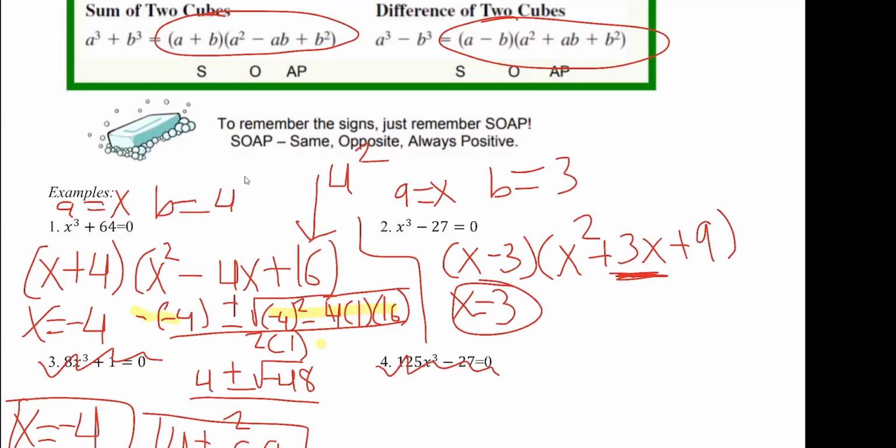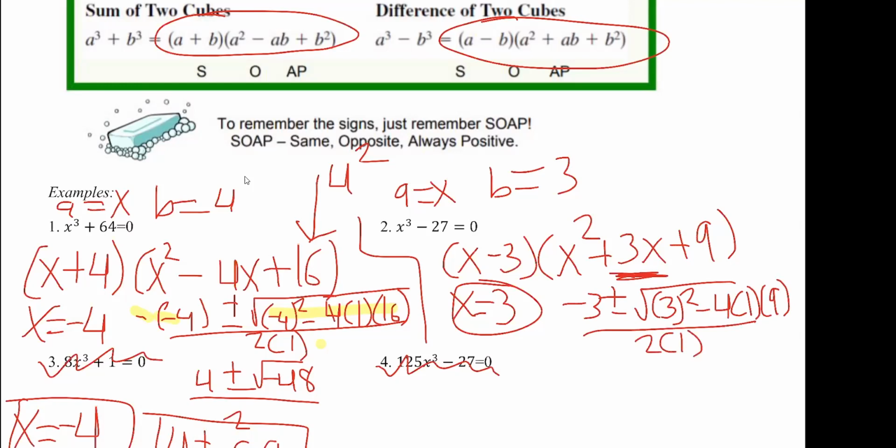I'm sorry, you can yell at me if I'm not listening to you, but this would be -3 plus or minus the square root of 3 squared minus 4 times our A, which is 1, our C, which is 9, all over 2 times our A, which is 1. So if we clean this up, this would be -3 over 2 plus or minus the square root of 9 minus 36.